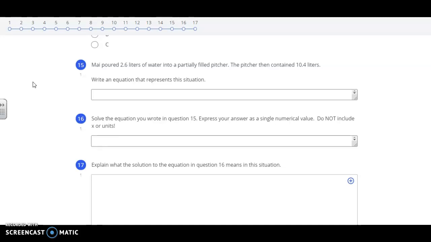Number 16. Solve the equation you wrote in question 15. Express your answer as a single numerical value. Do not include units or x in your answer. Pause and solve.